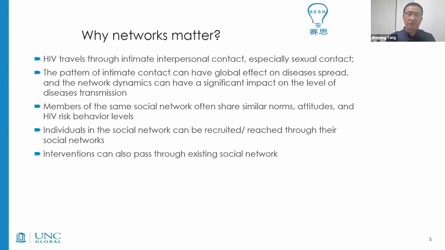As you know, social transmission is a big risk factor for COVID-19 transmission, and that's why social distancing to reduce social network transmission is a key strategy to prevent COVID-19. Members of the same social network often share similar patterns, norms, attitudes or behaviors. Individuals in the social network can be recruited or reached through the network because they are linked together. In this way, intervention can also pass through existing social networks. That's why we say HIV prevention can be initiated through social networks.